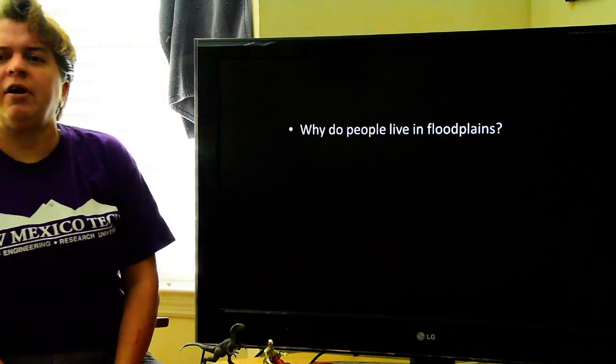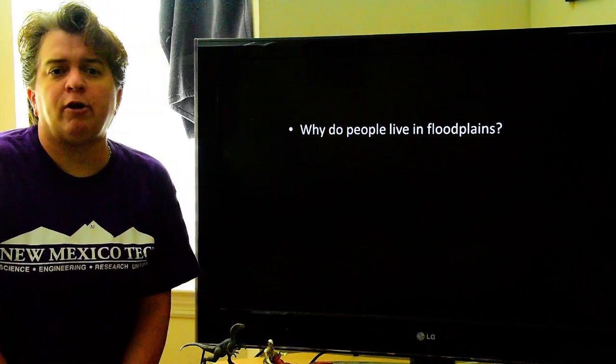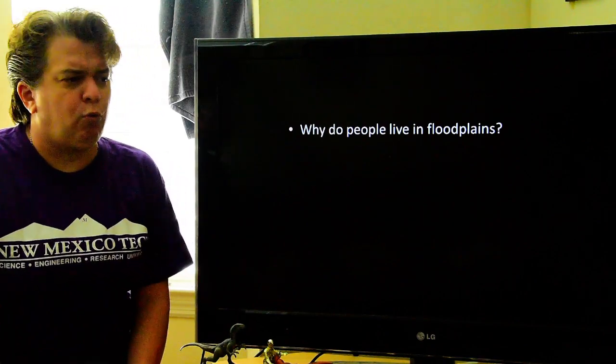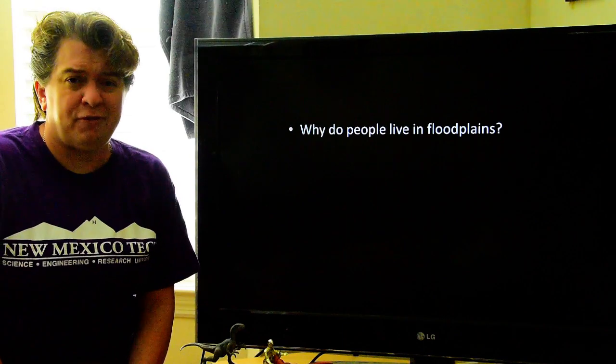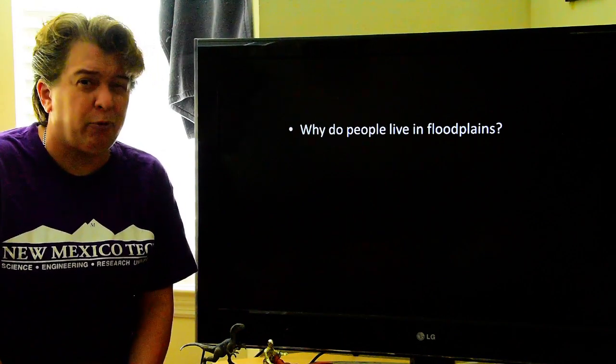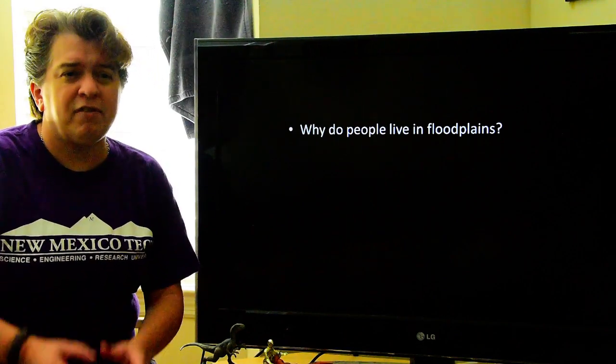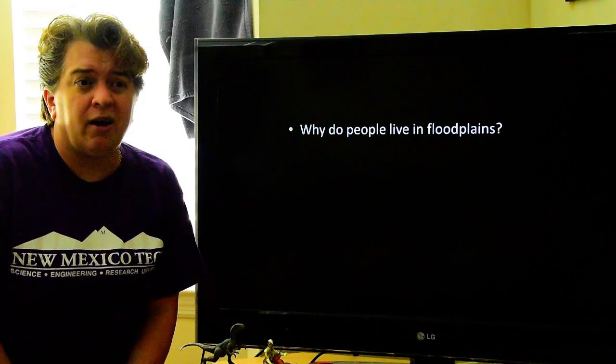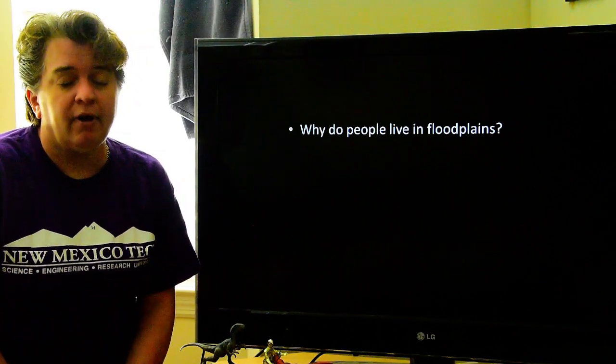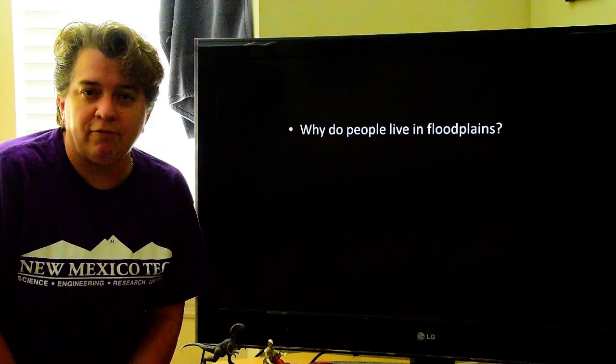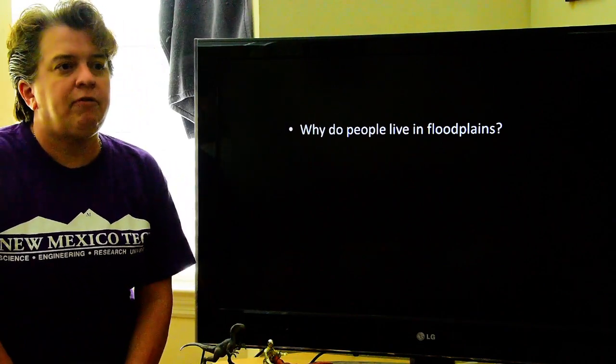So let's talk a little bit about why people live in floodplains. I know sometimes we're like, well, why would someone live in a floodplain? Well, I got news for you. If you live somewhere in Houston, you probably live in a floodplain. I mean, it's a slight exaggeration, but there's a lot of land around here that floods. So why do people live in floodplains?